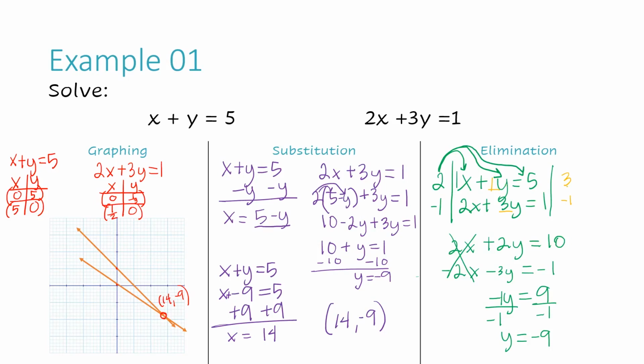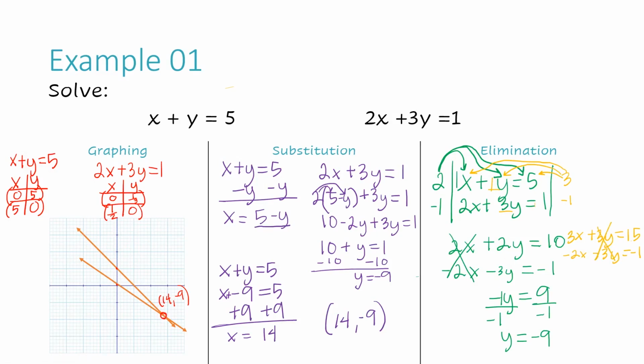So now I'm going to rewrite this whole problem, except I'm going to write it with the 3 distributed with it. So 3 is going to get multiplied by my x, 3 is going to get multiplied by my y, and 3 is going to get multiplied by my 5. So I have 3x plus 3y equals 15. And then for my bottom row, I have -2x minus 3y equals -1. Now, because I have a +3y here and a -3y here, these cancel out. This is going to make my math easier.